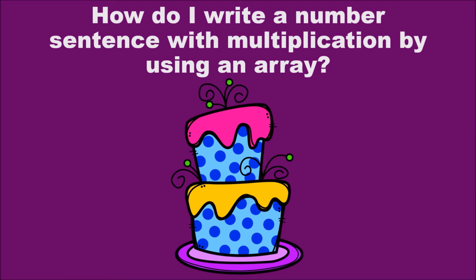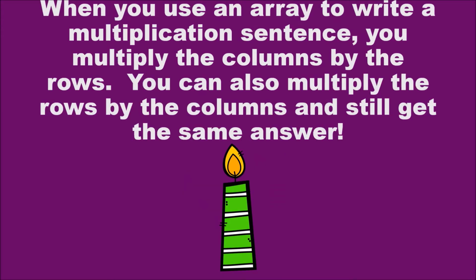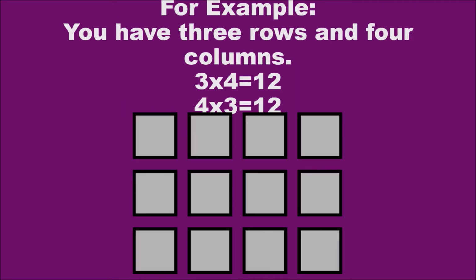How do I write a number sentence with multiplication? By using an array. I told you repeated addition and arrays are the step before multiplication. When you use an array to write a multiplication sentence, you multiply the columns by the rows. You can also multiply the rows by the columns, and you'll still get that same answer. For example, you have 3 rows and 4 columns. You can say 3 times 4 equals 12, or 4 times 3 equals 12. Both of these answers are correct because both of them list the rows and the columns.